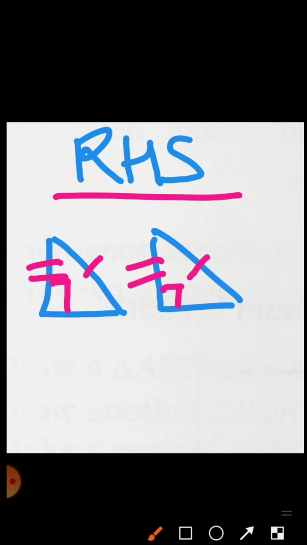Second thing, hypotenuse. So yes, we have equal hypotenuses also. Then the third thing is side, meaning any one side, maybe the base or maybe the perpendicular. If any one pair of corresponding sides are equal, and the pair of hypotenuses are equal, then we can say the triangles are congruent by the RHS rule of congruence.